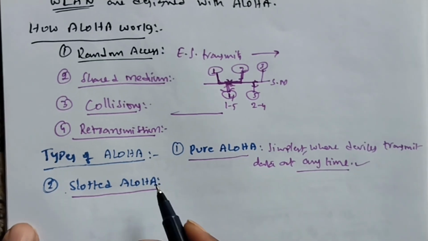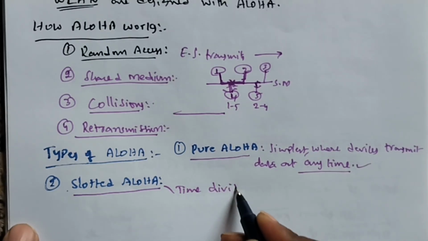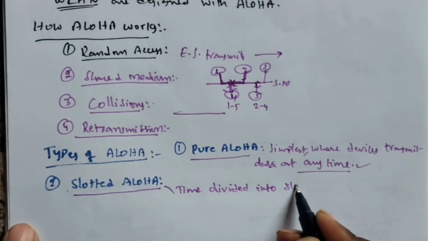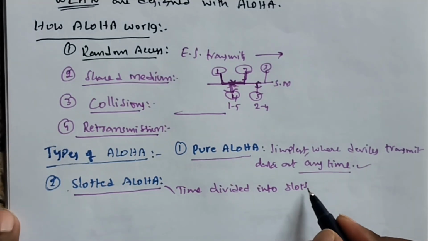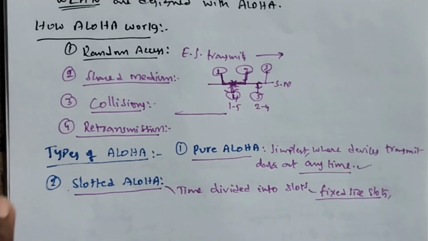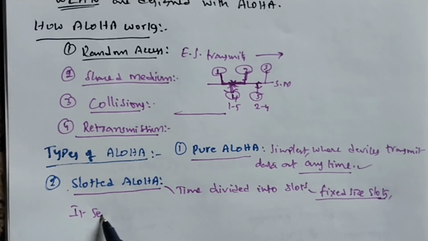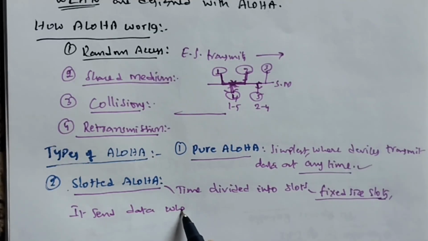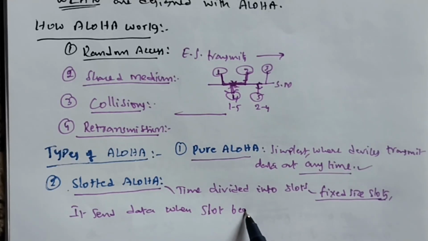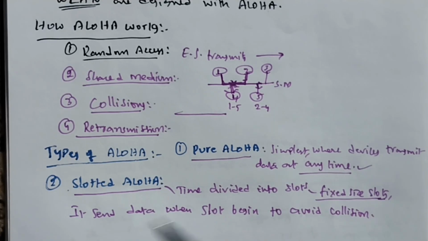And what about slotted Aloha? In the name itself, slotted means time is divided into fixed size slots, and devices can only transmit the data at the beginning of a slot, which reduces the chance of collisions. Okay, this is slotted Aloha.